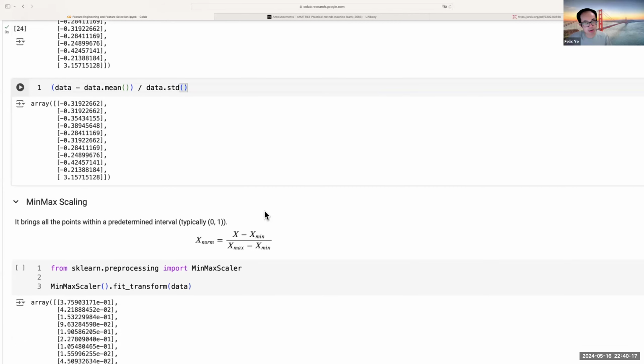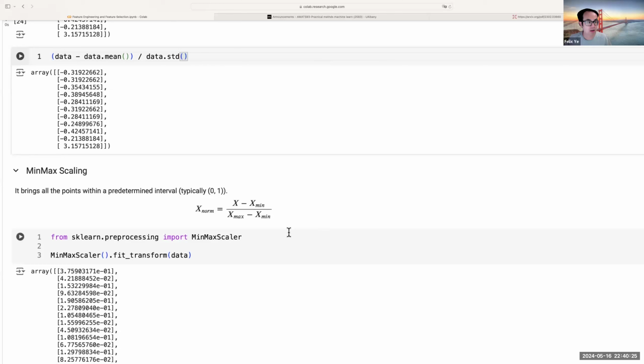All right, so the last one, we also mentioned the other scaling method, for example, min-max scaling. This is basically where we scale the data points into predetermined intervals, usually between 0 and 1, or -1 to 1. And we can use this MinMaxScaler.